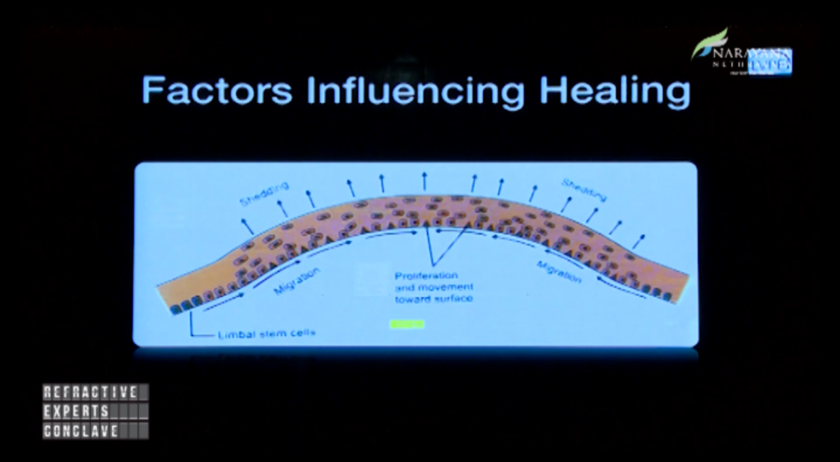So what impedes or what impacts healing? Obviously, if you have a healthy stem cell niche, we're going to have epithelium healing very quickly. But what is also important is the fact that you need to have good nerve supply to the epithelial cells.